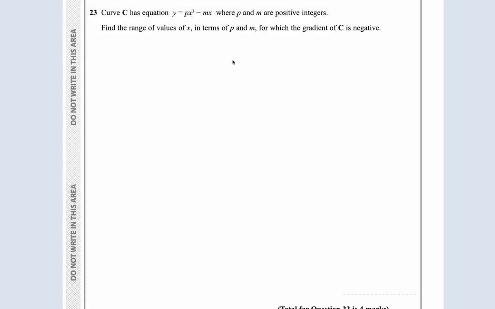This is a calculus question. So guys, for a cubic, we do want to know that a cubic equation, especially a positive cubic, looks something like this. It goes up and then down and then up. Now, we need to find the range of values for which the gradient is negative. Where is the gradient of this curve negative?